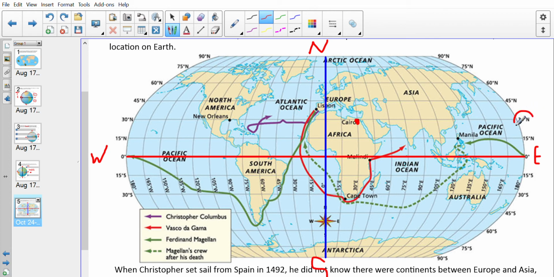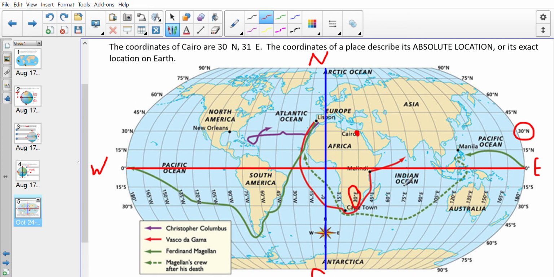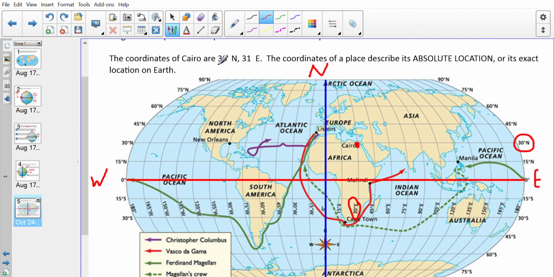And I see it's on 30 degrees north. It's above the equator, so it's in the northern hemisphere. And then we can look at our lines of longitude also. Again, just trace that down, and I can see that it is a little bit past 30, so it's about 31 degrees east. So we say the coordinates for Cairo are 30 degrees north and 31 degrees east. So each point has 2 numbers associated with it.